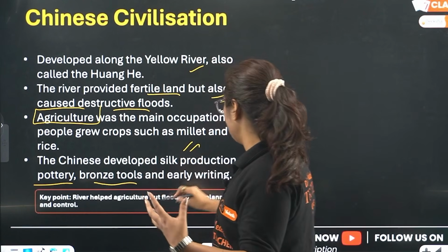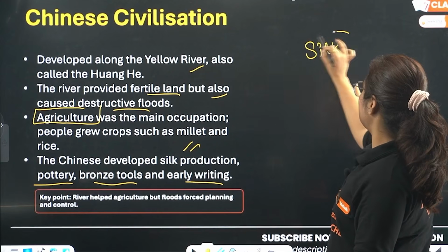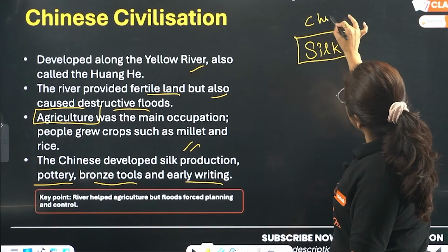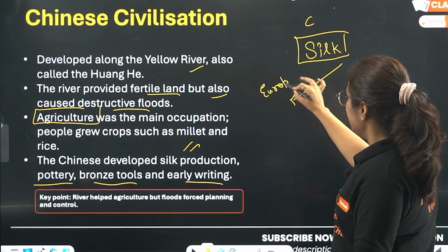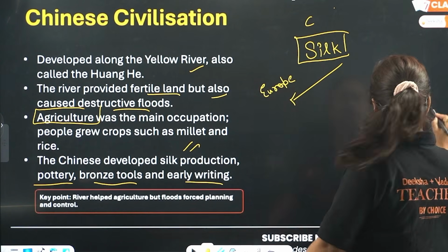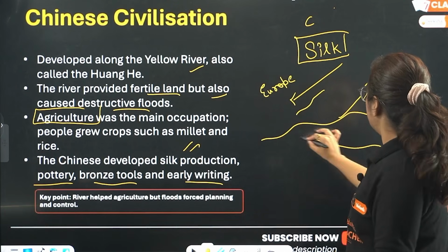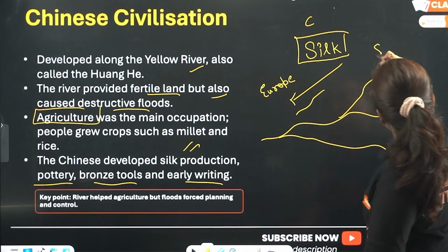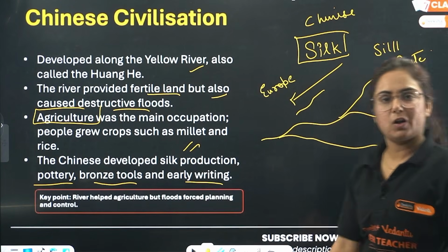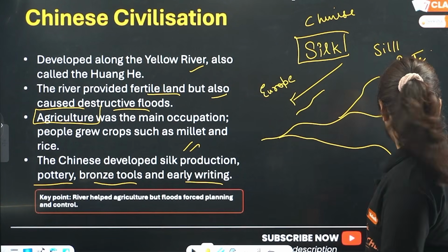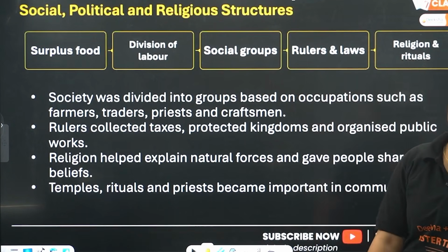Bronze tools, as I told you, and early writing. So, silk production is quite famous in China. Even this Chinese silk was in demand later in Europe. So how was the transportation done? It was done through various links of roadways and riverways, which is referred to in the world as the Silk Route. Get it? So the Yangtze, Huang He, and the civilization is Chinese civilization.